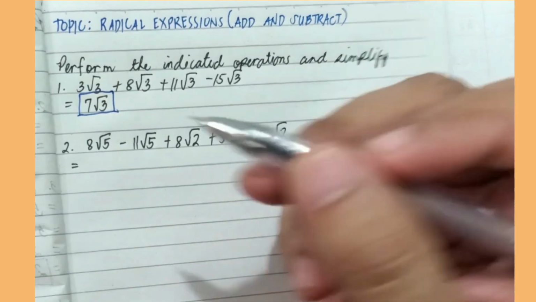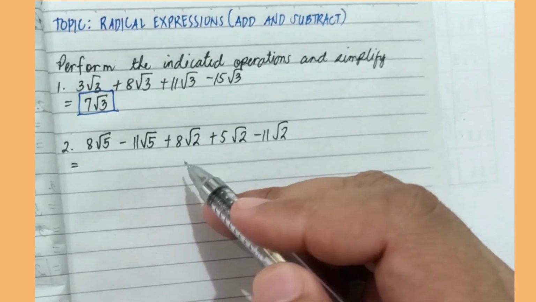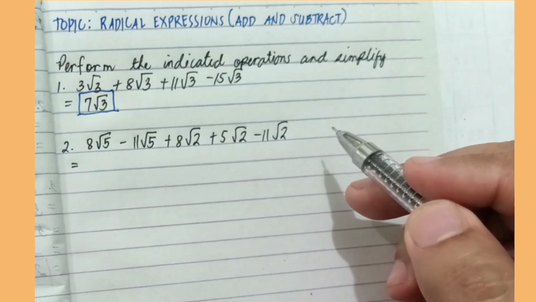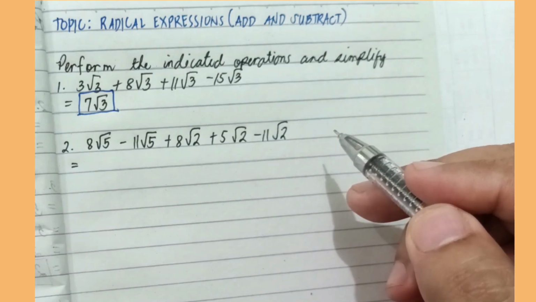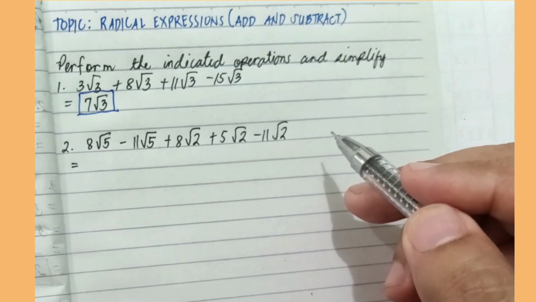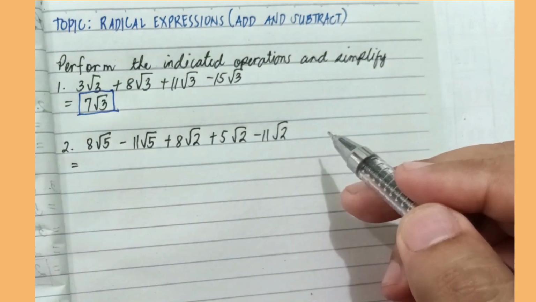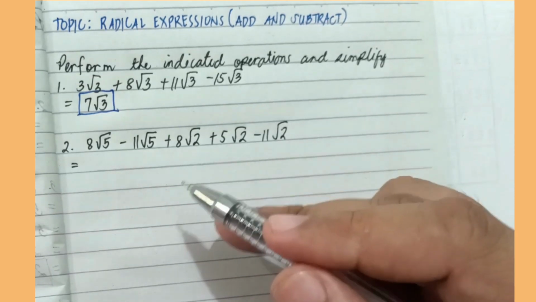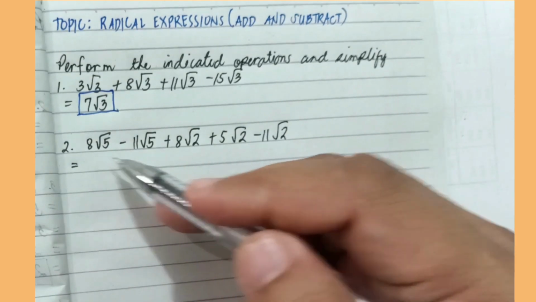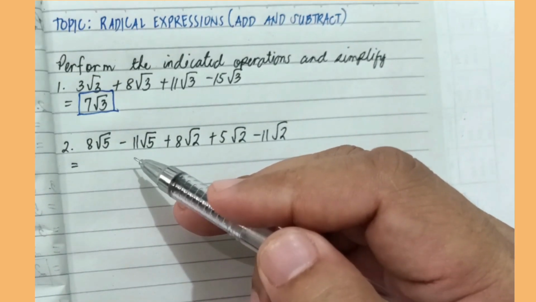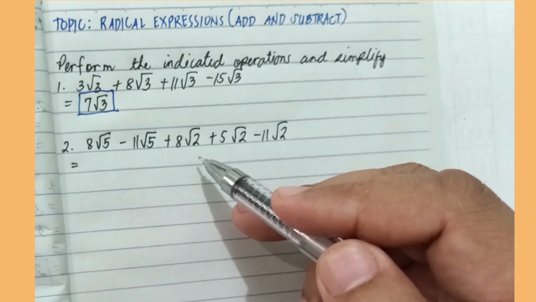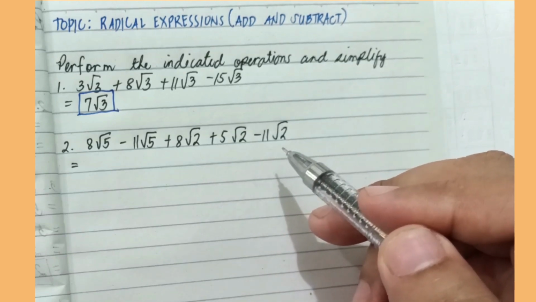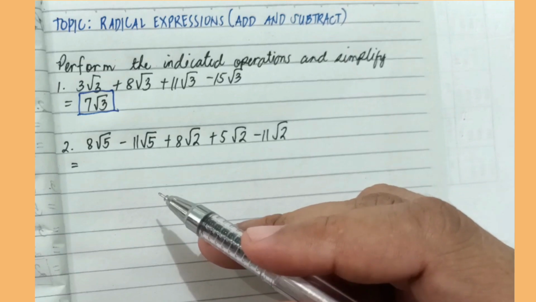The number 2 given is 8 square root of 5 minus 11 square root of 5 plus 8 square root of 2 plus 5 square root of 2 minus 11 square root of 2. So in this given expression, the first major thing that we're going to do is just to check if the radicand and index are the same. So in this case, we have here 8 square root of 5 and negative 11 square root of 5 are the same term. Then the other one is 8 square root of 2, 5 square root of 2, and negative 11 square root of 2 are the same. So in this case, we're going to perform those expressions having the same term.